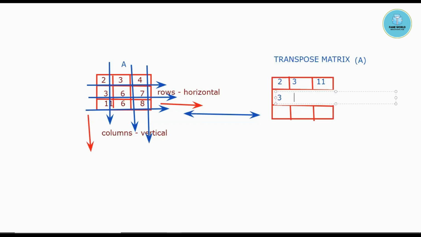Now 3, 6 and 7, we have also converted to the second row. Oh sorry, we have to convert 3, 6 and 6. We have converted this column to a row. Again the third one also, 4, 7 and 8 was the third column, and we have made it a row. This is how we convert rows to columns. Now in the computer, we have to make a program where a person gives the input of a normal matrix, and it should be converted to the transpose.